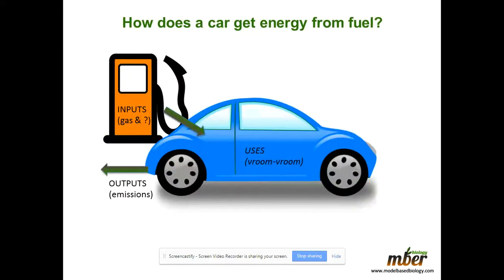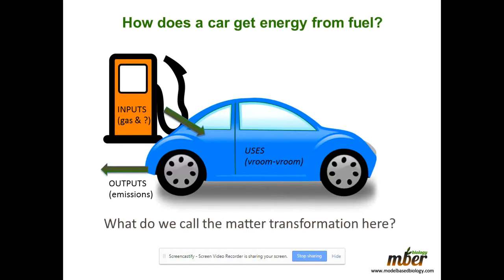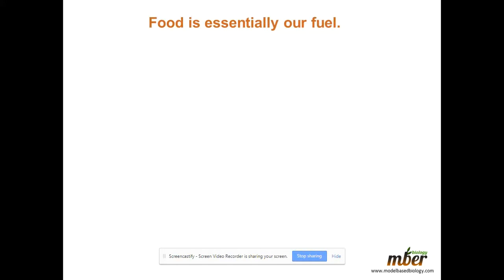So what's going on? An analogy would be like, how does a car get energy from fuel, right? You have the pump, and with the pump, you've got the gas there, and you put it into your car, and your car basically, with the gas plus air and some electricity, combusts that gas, and that causes your car to go. Well, what are we going to be calling that matter transformation here? I already said it. Combustion.